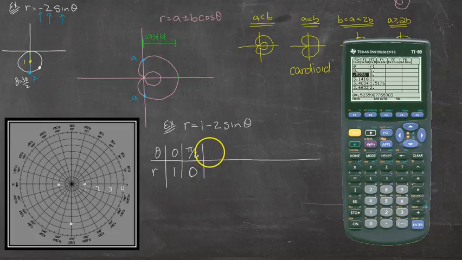Now I want to move forward. I'm going to skip pi over 4. I don't find it's a very important angle when I'm doing these. It's obviously an important angle, but it's not one that gives me much more information. So I'm going to go right to pi over 3.